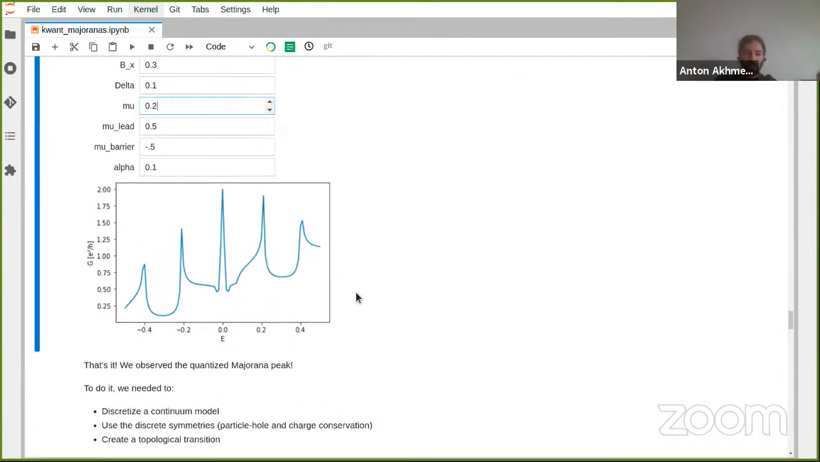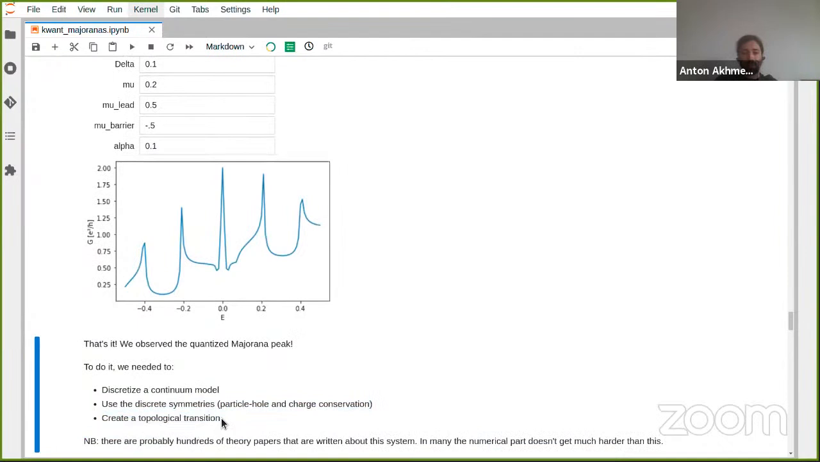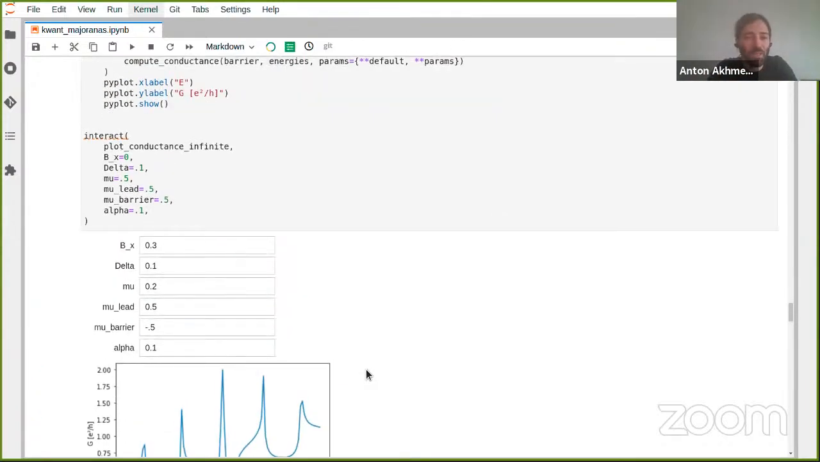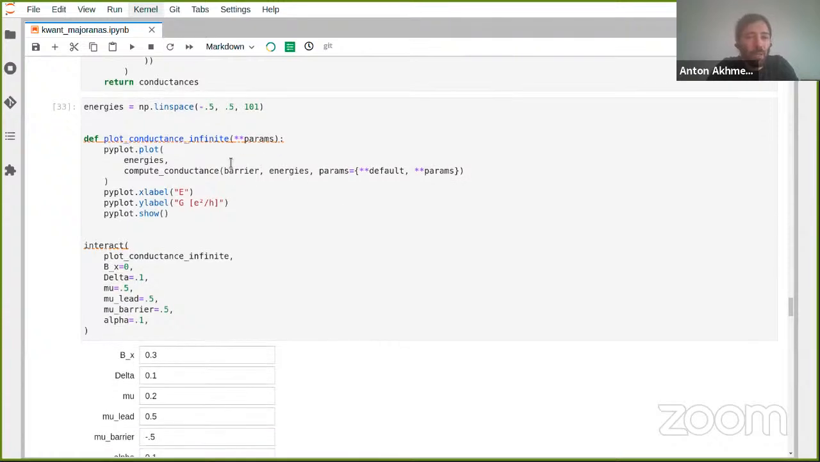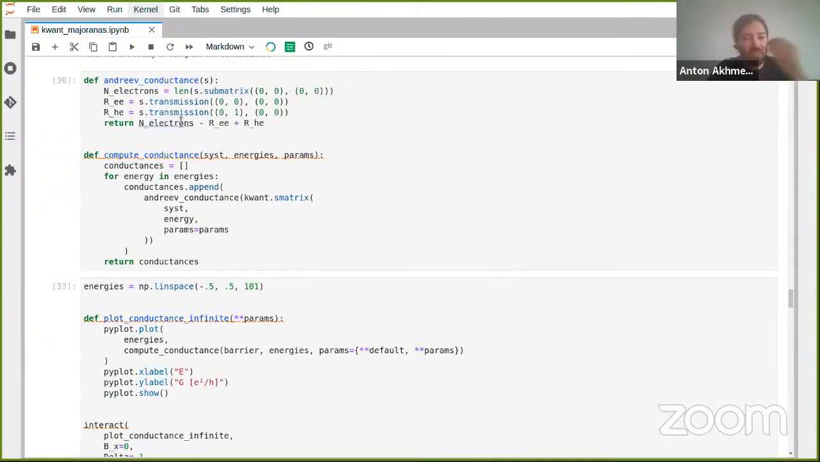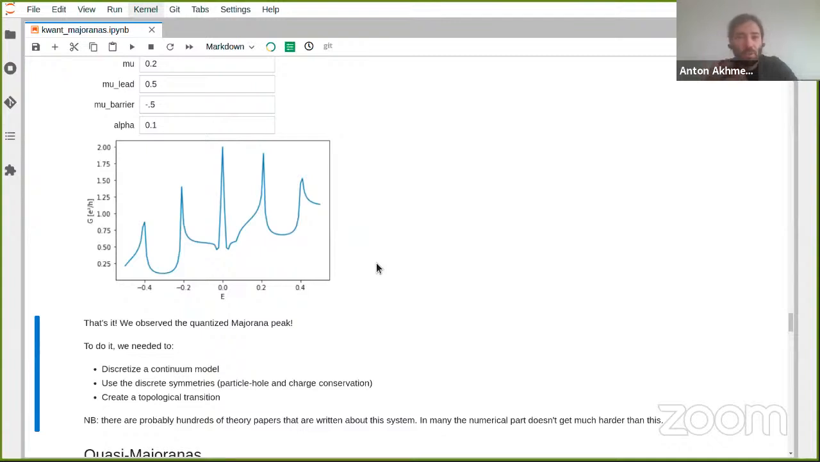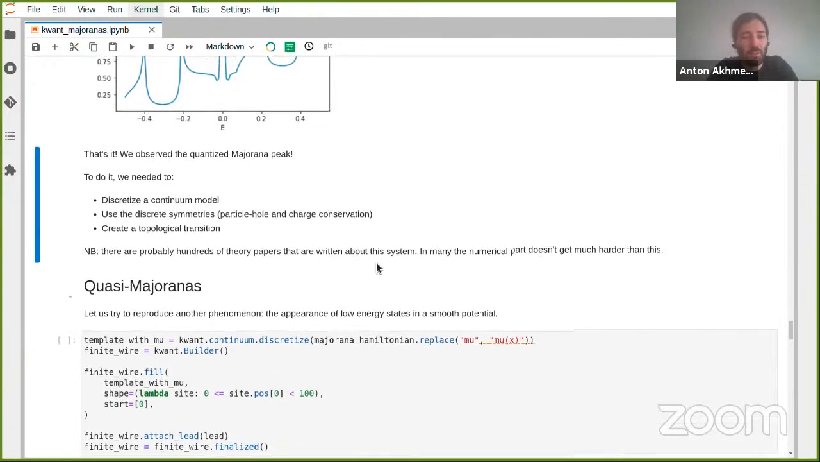So let's see what we have done now. We first discretized the continuum model. We applied the discrete symmetries. We have particle-hole and charge conservation, and we observed a topological transition. Now, at this level, actually, there are probably hundreds and hundreds of theoretical papers that do not require a calculation that is more sophisticated than that. We could also right now take a scattering matrix and look at its determinant, which should change sign. But in view of the time, I'm going to show a couple of other points in Majorana physics and then conclude with questions.